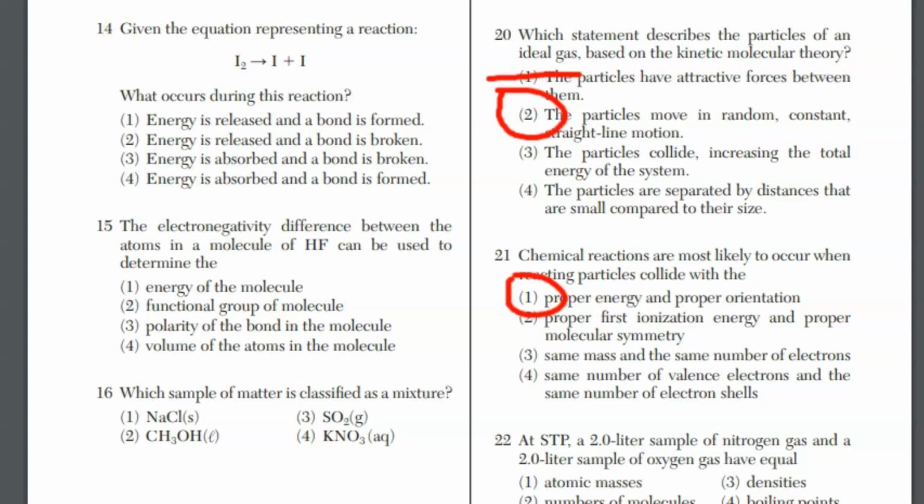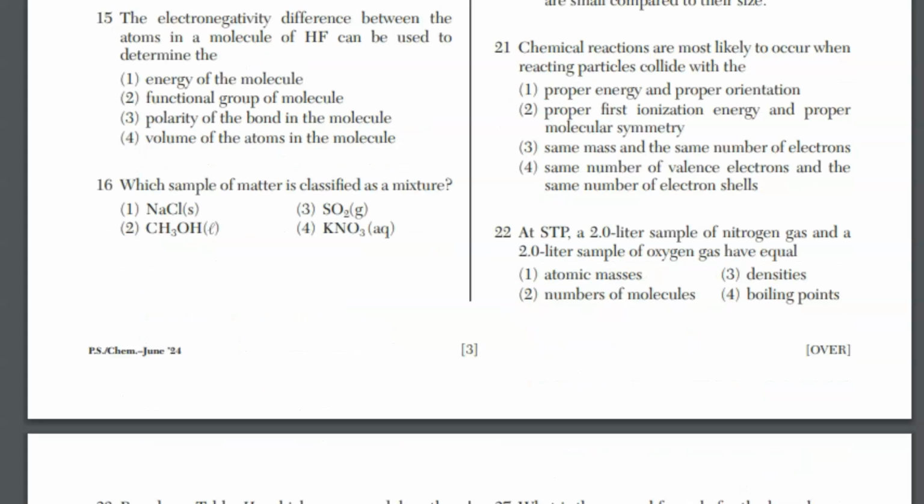Question 22, at STP, a 2-liter sample of nitrogen gas and a 2-liter sample of oxygen gas have to have the same... Well, they have the same volume, temperature, and pressure. That means that they have the same number of molecules. This goes back to, again, the gas topic that you went through and studied in your class.